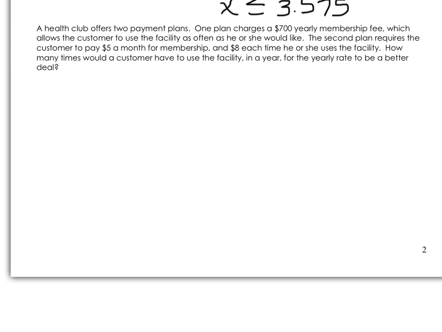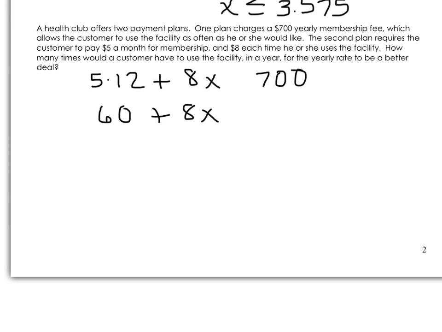So we're comparing it to a yearly rate. So that would be 5 times 12. That will be $60 in monthly fees, plus 8 times every time he uses it. And we want to know, when is the yearly rate a better deal? Well, if the yearly rate is a better deal, then our monthly charge will be larger than our yearly rate. So we're trying to find out how many times he has to go before the monthly rate is larger than the $700 yearly fee. So the yearly fee would then be a better deal.